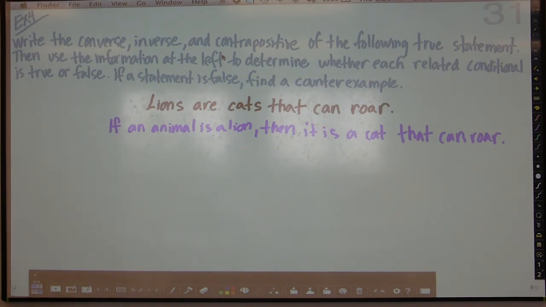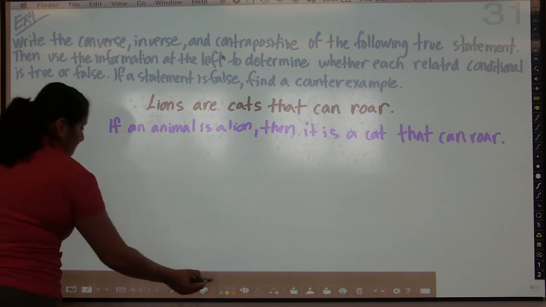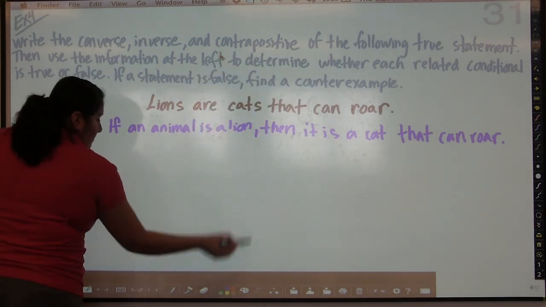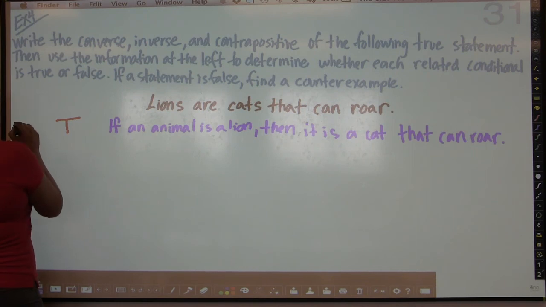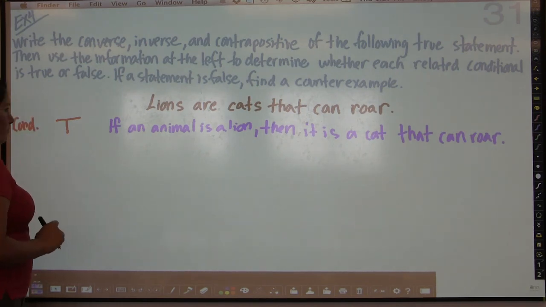All right? Now, based on the information at the left for this statement, which, by the way, if you don't have your book with you, I'll read it for you. It says, cats in the genus Panthera include the leopard, jaguar, lion, and tiger. These are the only cats that can roar. They cannot, however, purr. So based on this information, this statement is true. If an animal is a lion, then it is a cat that can roar, because it was one of the animals listed in that information. So over here off to the side, I'm going to put the truth value. This is the conditional, and it is true.